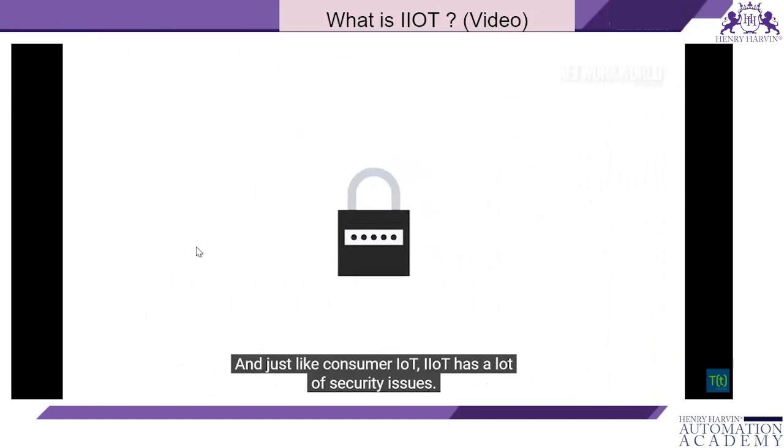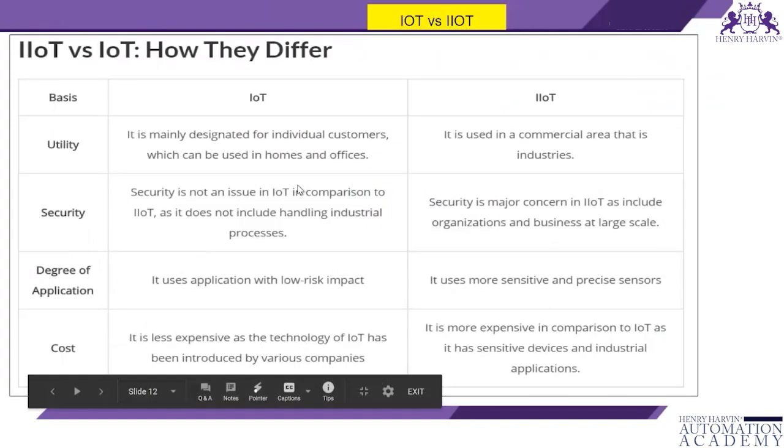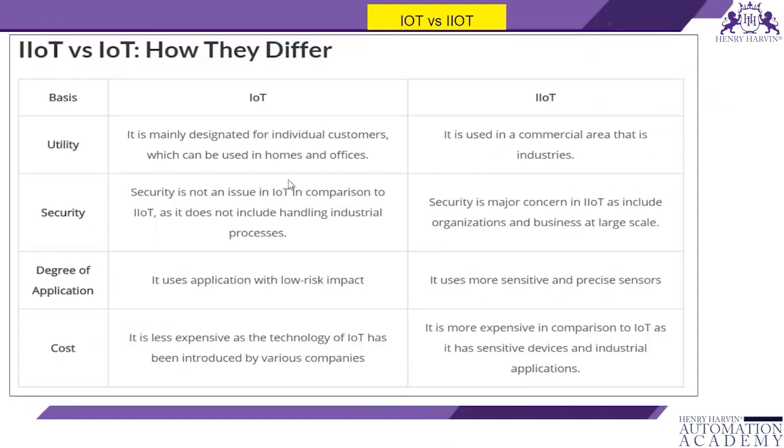So here we saw how IIoTs are being used in the industry, and let's try to differentiate between IoT and IIoT through a tabular comparison. We can see IoTs are primarily designed for individual customers, which can be used in homes and offices, while IIoTs are used in commercial areas, that is industries. In IoT, security is not such an issue in comparison to IIoT, as it does not include handling industrial processes where security can be a risk.